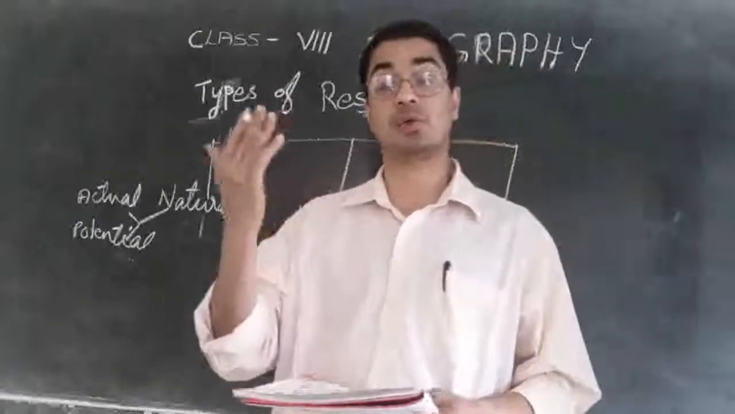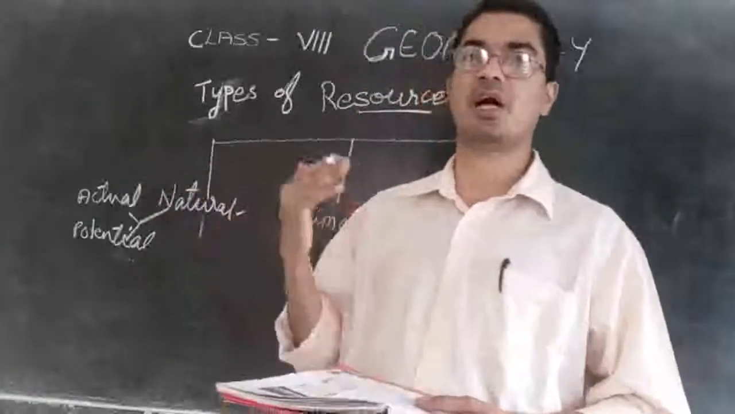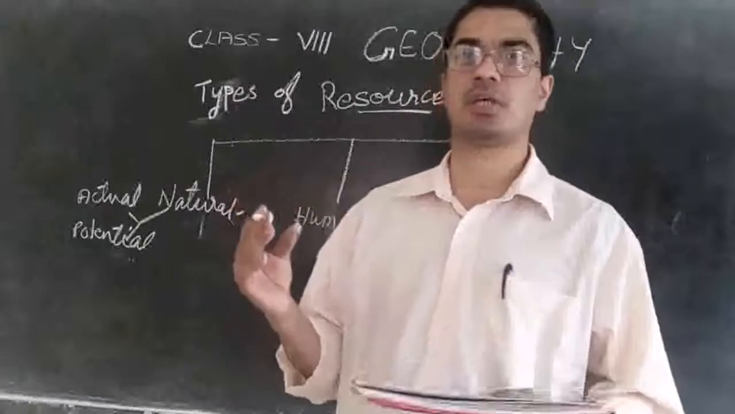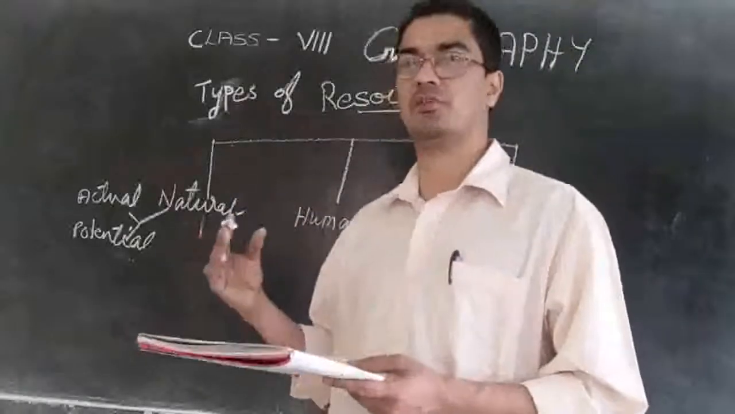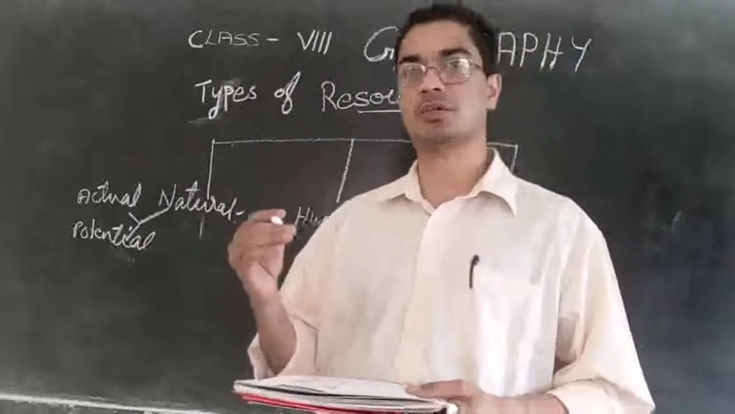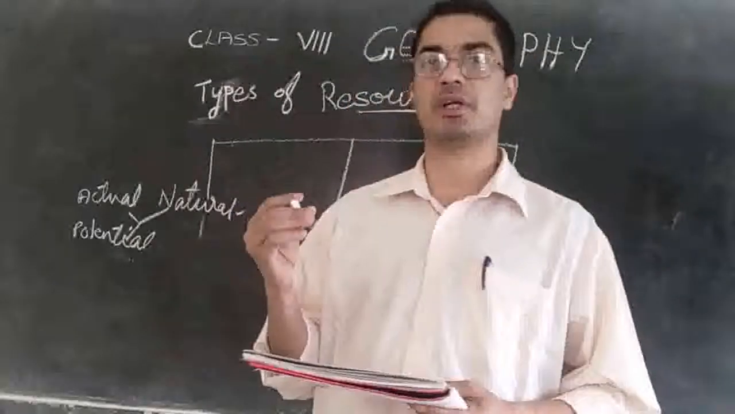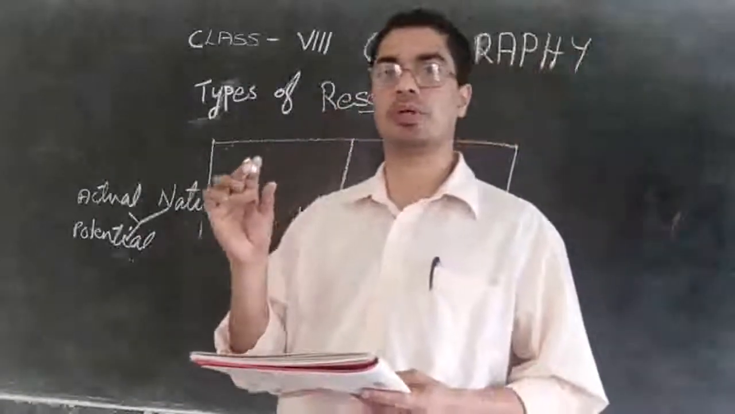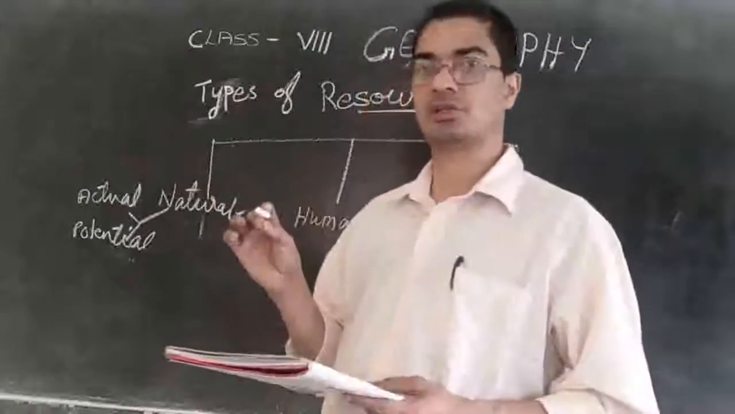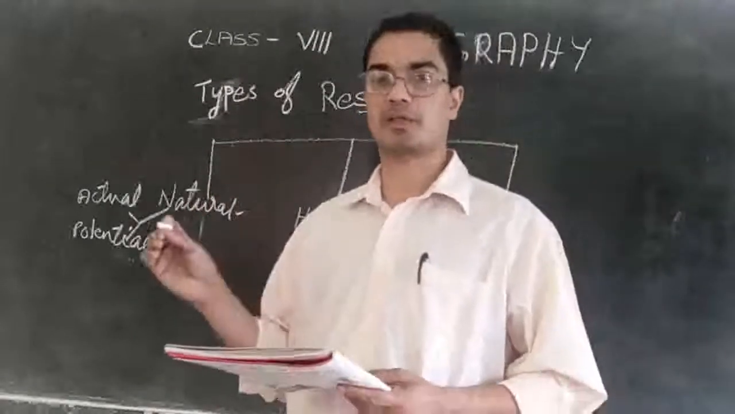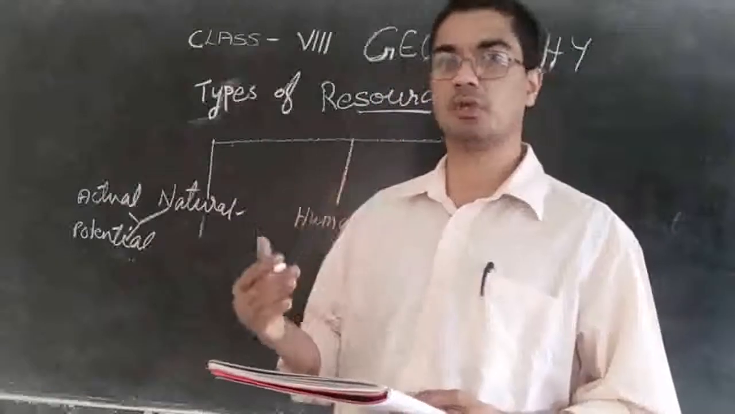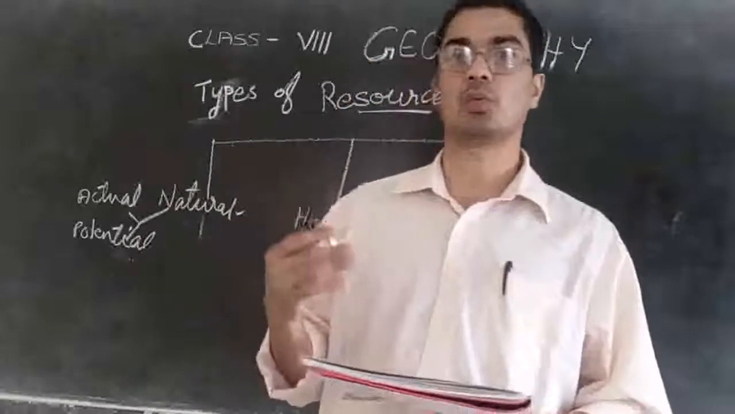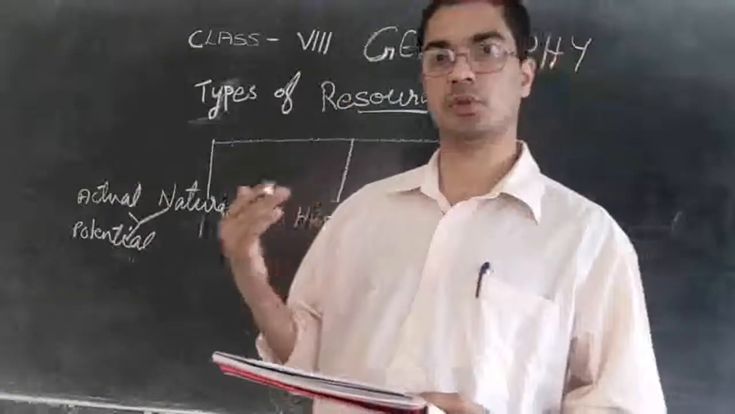Some 200 years ago the wind was there, but we had no technology to trap this wind and convert it into electricity. But now our science has progressed and we have invented the technology. Those days, 200 years ago, wind was a potential resource, and now it has become an actual resource. In many places we set up windmills in order to trap this wind energy and convert it into electricity.